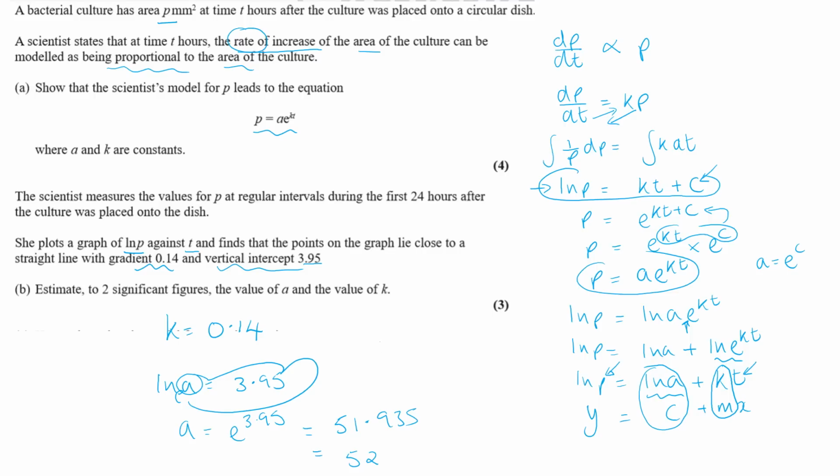So altogether we've got that P is equal to 52 e to the 0.14t. So when you have a differential equation and you get this set up, you always need to find these constants a and k, and we need bits of information to feed in to try and find them.